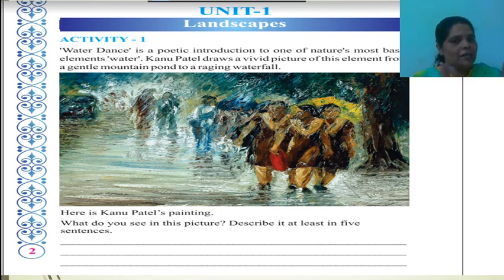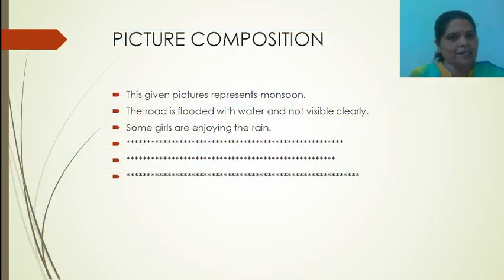So you have to write at least 5 sentences out of this. Whatever I told you, you have to remember this and you have to write by your own. Okay, but again I have also given some examples in my next slide. This given picture represents monsoon. The road is flooded with water and not visible clearly. Some girls are enjoying the rain, might be they are returning from school or anything else you can write. So 3 sentences I have given you, but you have to write all the other 3 or 5 sentences by your own, so that you are able to improve your writing skills. Okay. So I have already taught you in class 7th also. So here I have given the example. By seeing this, you can do the writing. You can complete this picture composition.